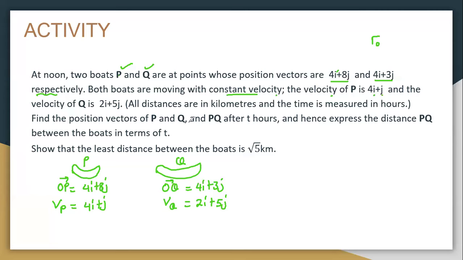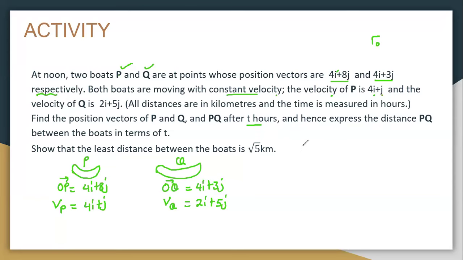That was the first question. Then PQ after T hours. In other words, they're asking us where these particles, these boats, are after a given period of time. What is the position of these boats after a given period of time? So we are going to find their position after T hours, maybe after 5 hours. Where are they? After 3 hours, where were these boats located? That is what we are going to find.